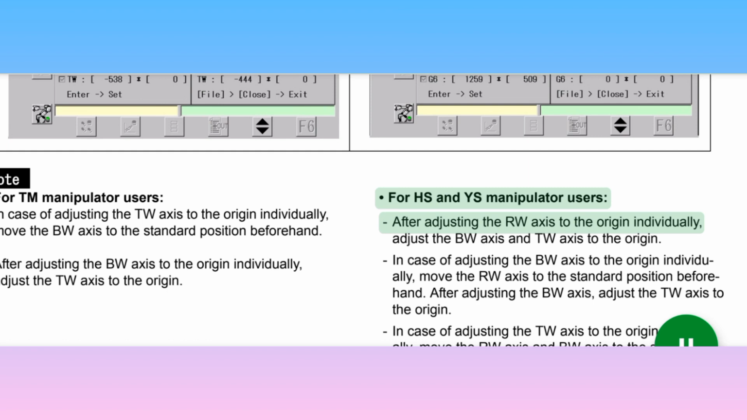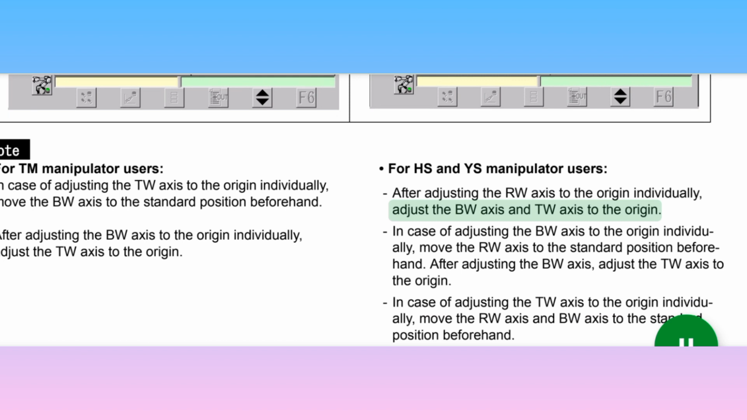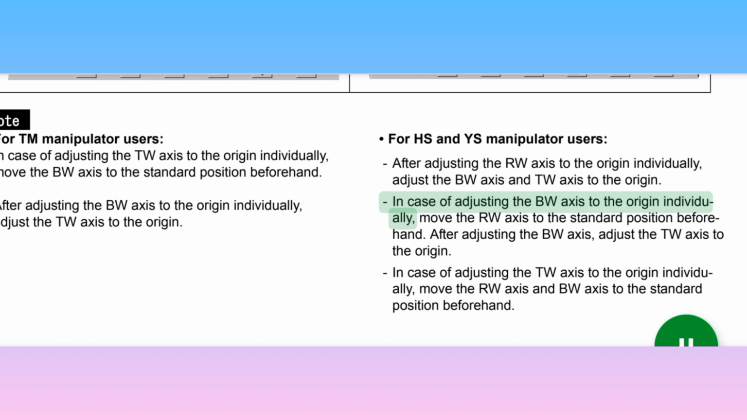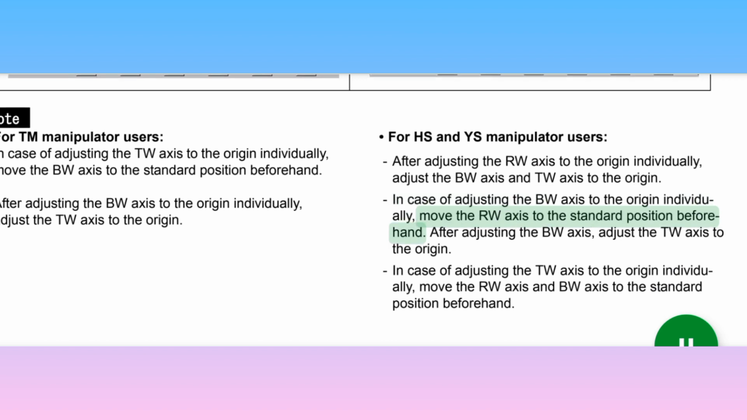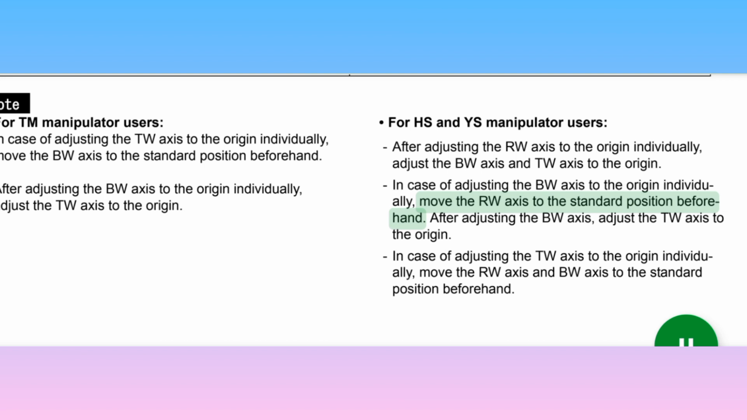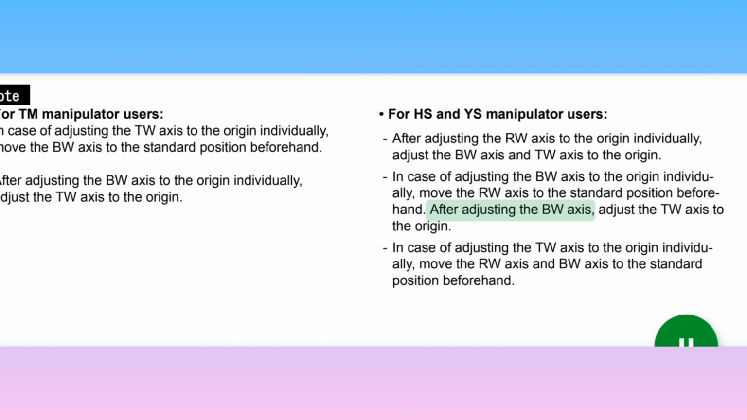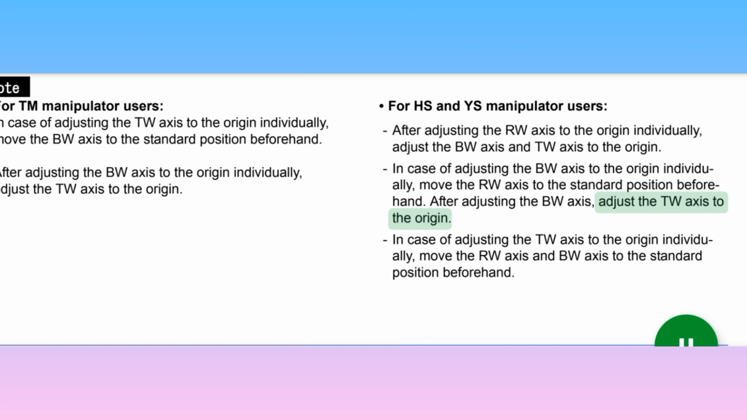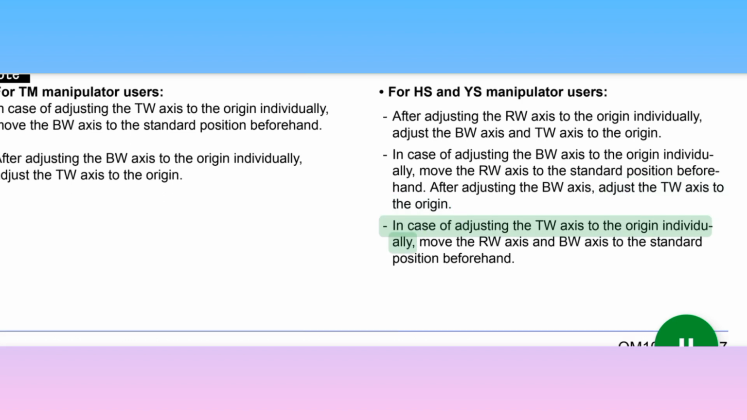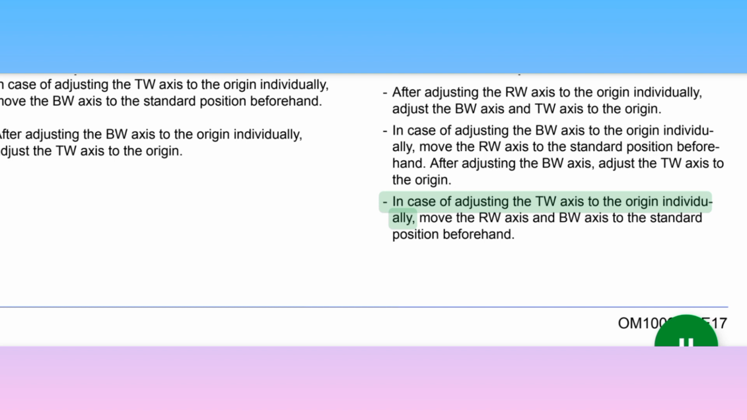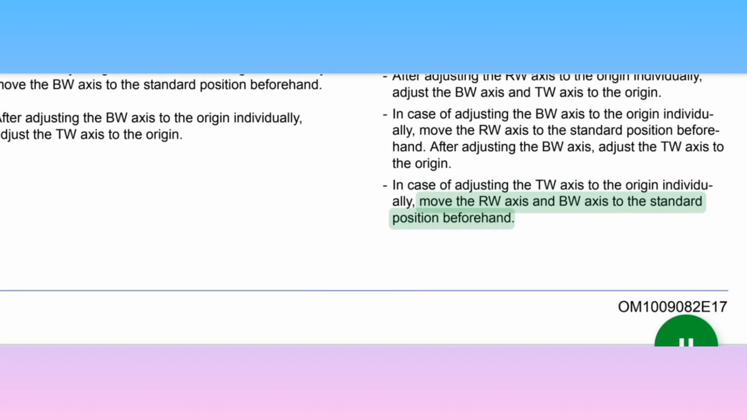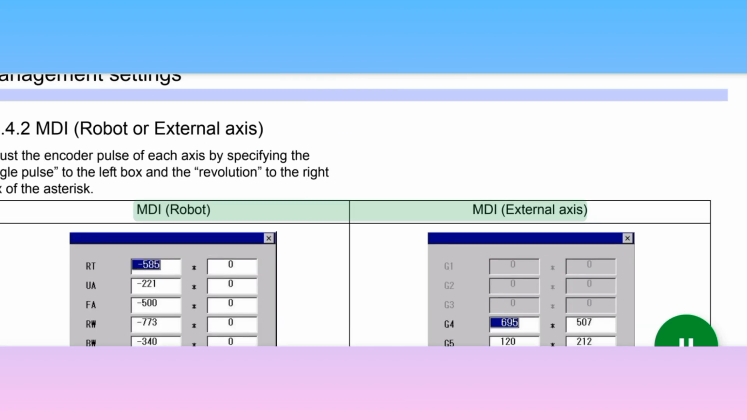For HS and ES manipulator users, after adjusting the RW axis to the origin individually, adjust the BW axis and TW axis to the origin. In case of adjusting the BW axis to the origin individually, move the RW axis to the standard position beforehand. After adjusting the BW axis, adjust the TW axis to the origin. In case of adjusting the TW axis to the origin individually, move the RW axis and BW axis to the standard position beforehand. MDI, robot, MDI, external axis.